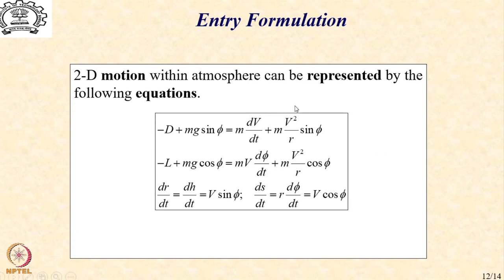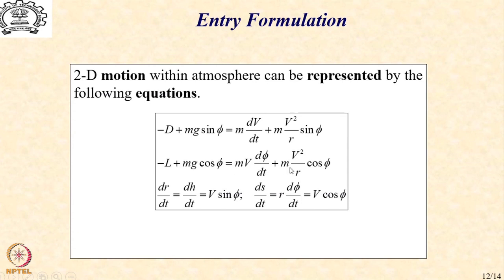Here, it is worth noting that for small velocities, if v is small, then v square by r is a small term and perhaps can be ignored, as has been done in the context of ascent mission. But in this case, even though r is of the similar order, the v is very large, so this term also is reasonable and needs to be included in the trajectory model. Now, this is the equation along the velocity direction.